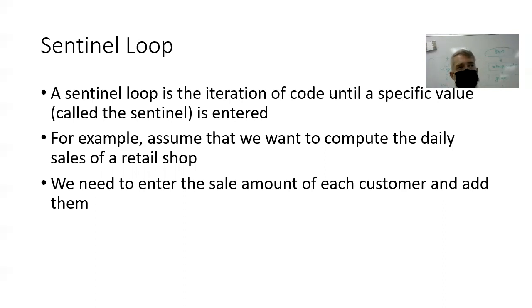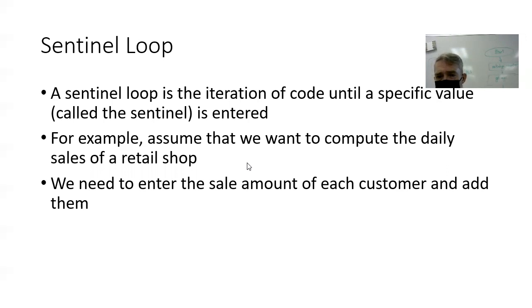Now, I said the user could enter it. There could also be some kind of system input that would come and exit the program. So we use it for times when we don't know beforehand how many times we're going to do the loop. That comes up during the processing, and so we have some way of capturing that with a variable which we'll call a Sentinel. And when the Sentinel has a certain value, then we exit the loop.